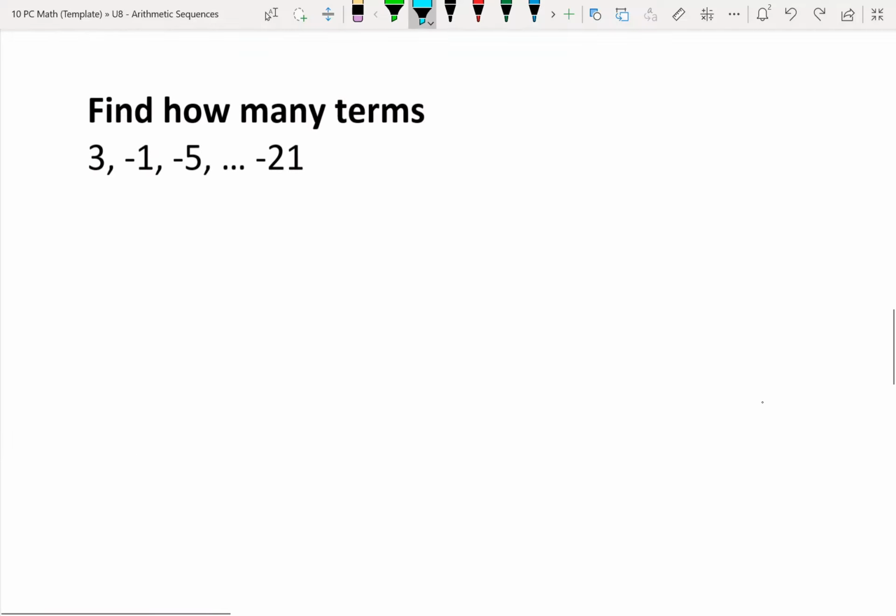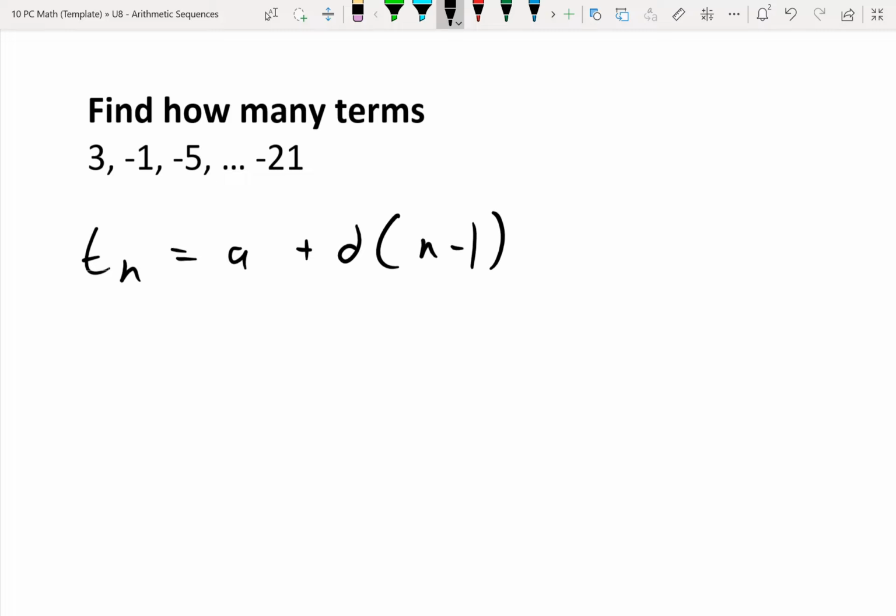First type of question is going to say how many terms are there. I have a list of terms, but because of the dots, I don't know how many terms fit in that spot. So we're going to start with a formula: Tn equals a plus d times n minus 1. The formula is the same for every single question. I'm going to sub in what I know. I know almost everything. The last term is negative 21. The first term is 3.